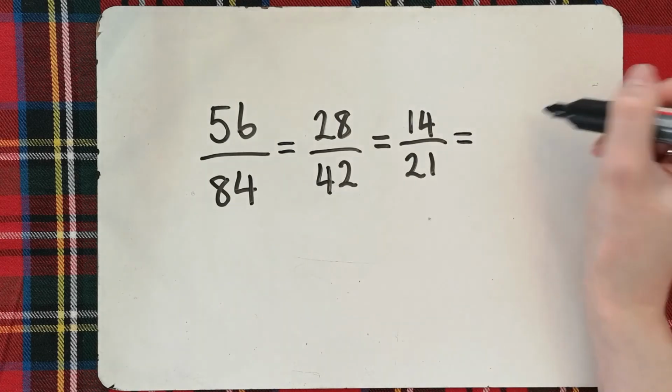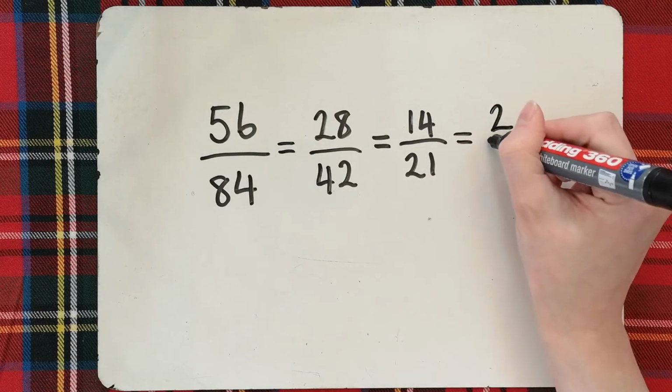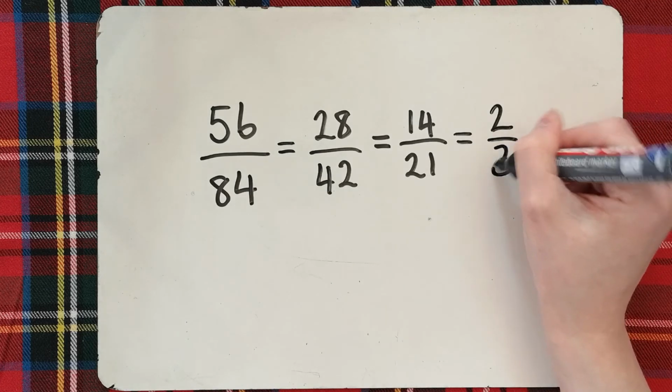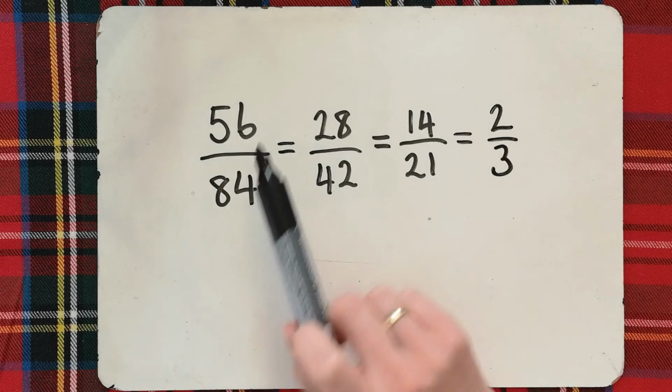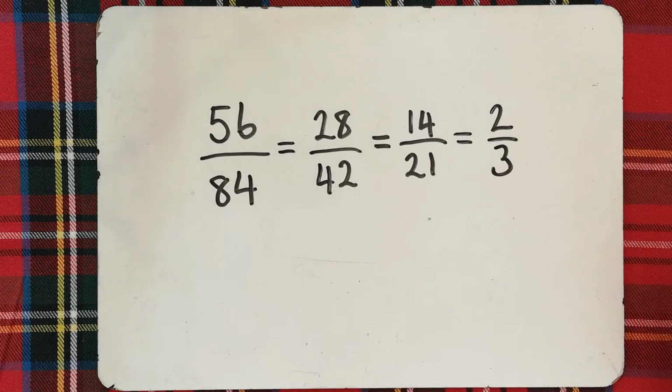So let's divide by 7. 14 divided by 7 gives me 2, and 21 divided by 7 gives me 3. So the simplest form of 56/84 is 2/3.